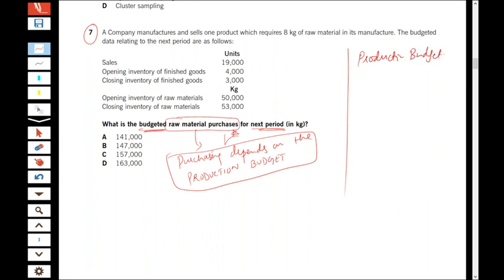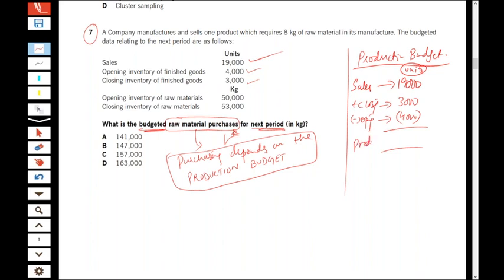I do not need to explain it because it was the first class when we had studied the production budget. Budgeting was the agenda of the first class. So what is the sales demand? The sale is 19,000 units. Opening inventory is 4,000 and closing is 3,000.